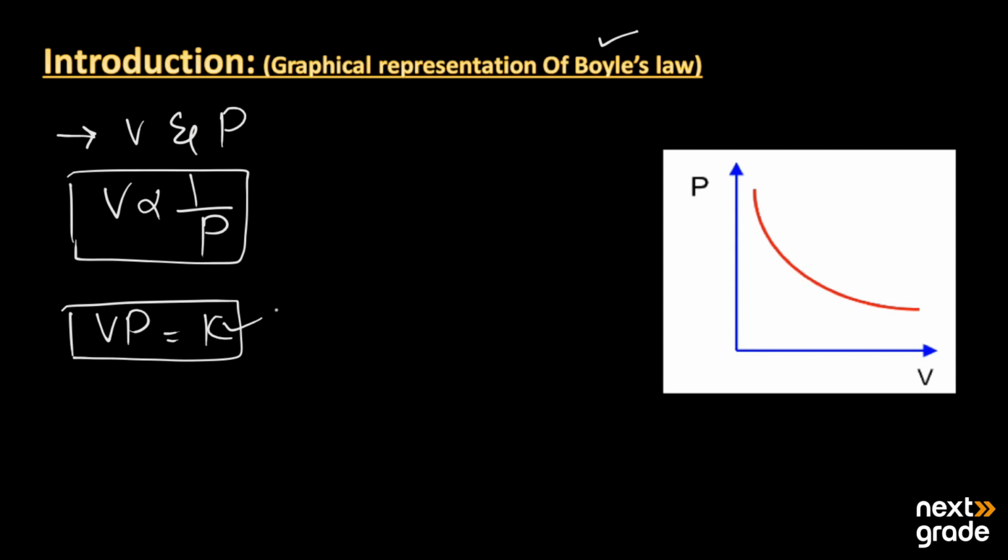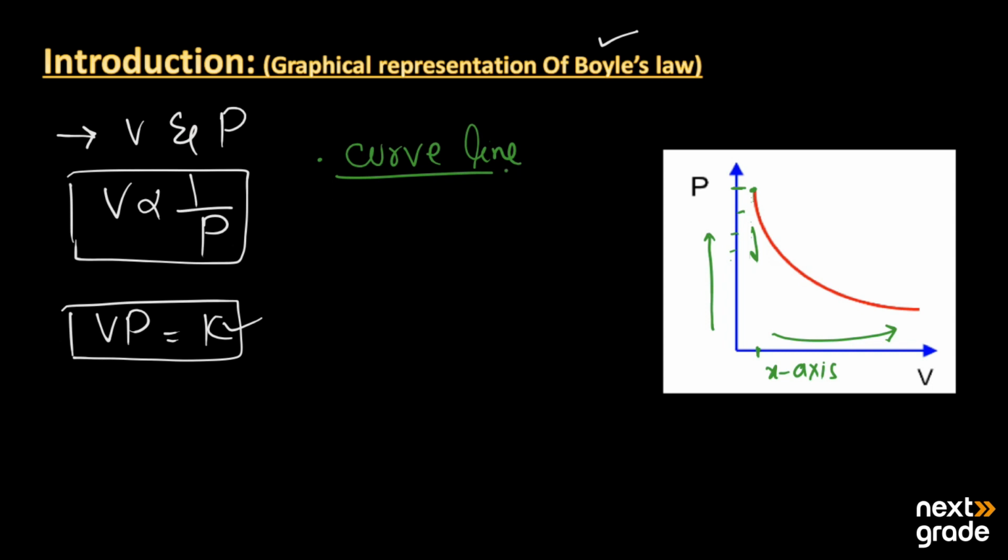When we represent it graphically, we take the volume along the x-axis and the pressure along the y-axis. At the start, the volume of the gas is less and the pressure is high. But as the pressure goes down, you can see that the volume of the gas increases. So we gain a curved line when we plot a graph of the relationship between pressure and volume along the x-axis and y-axis.